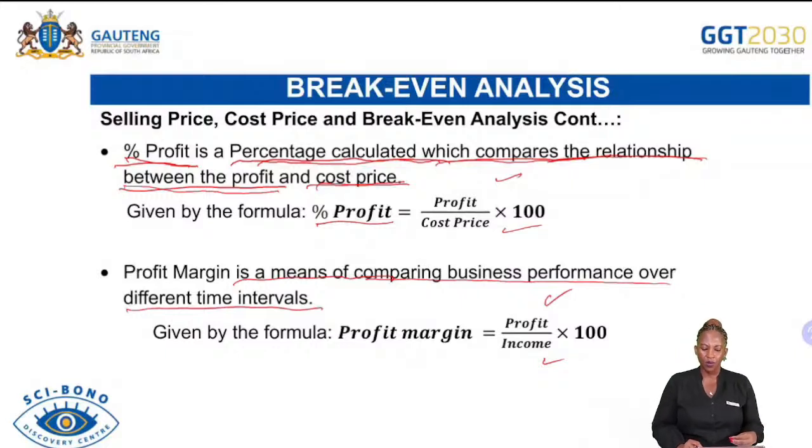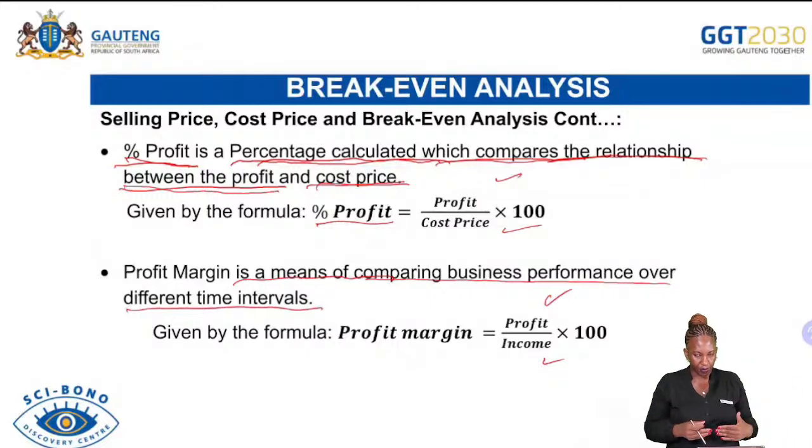I hope you understand this very well, boys and girls. We said with a profit percentage, we take the profit, we divide it by the cost price, we multiply it by 100. And the profit, remember, we said it will be the income minus the expenditure over the expenditure, then we multiply it by 100 in simple terms. But with the profit margin, it will be the profit the company has made out of the income that the company has received, and then multiply it by 100. That is how we calculate the profit margin.